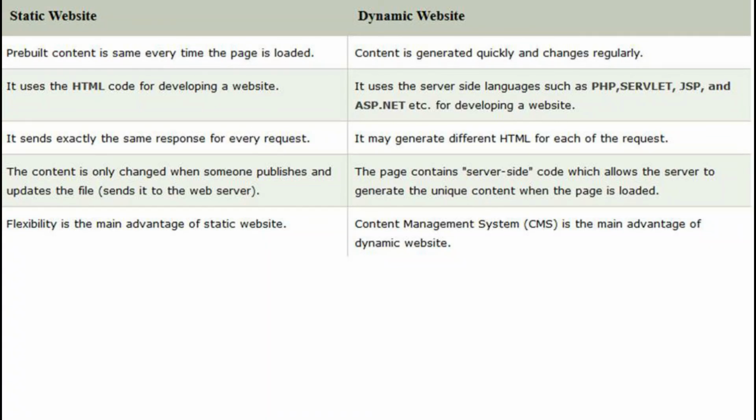In static websites, the content only changes when someone publishes and updates the file. But in dynamic websites the page contains server code which allows the server to generate unique content when the page is loaded. Basically the data is stored in databases, so that for each and every request it can get the values from the database and render the page.